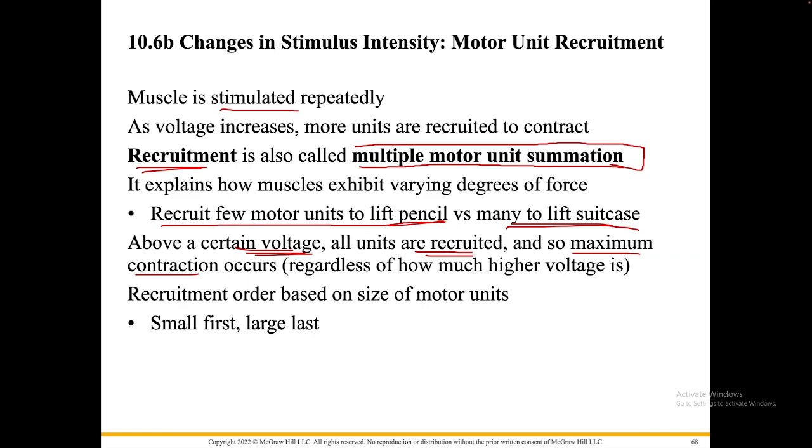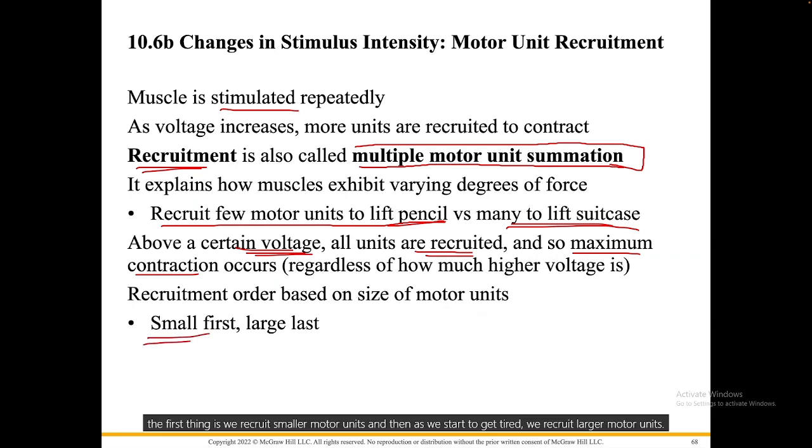When we're doing this recruitment, the first thing is we recruit smaller motor units. And then as we start to get tired, we recruit larger motor units. Think about like if you're holding something and at first you hold it up, and then as your arm starts to get tired, your forearm aches a little bit, and by the time you've been holding it up longer, your shoulder's hurting and your back's hurting. You recruited more and more help.